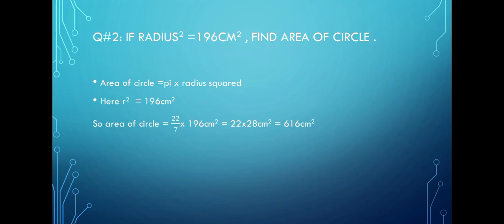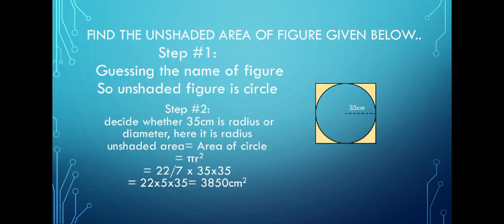So area of circle is equal to pi multiplied by radius squared. So here radius squared is equal to 196 centimeter square. So for the area of the circle, you can simply multiply by pi. You can do the simplification of 7 and 196. You're going to get 22 multiplied by 28 centimeter square. You're going to get 616 centimeter square.